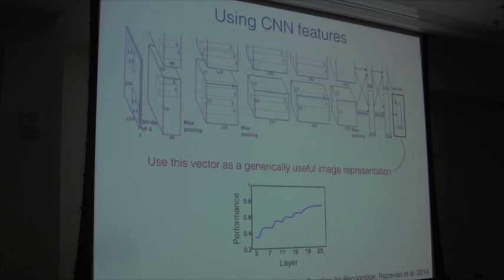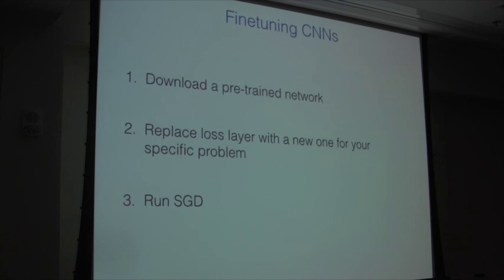Okay, and if you want to go one step beyond just peeling off a representation and using it as a generically useful representation, you can fine-tune your network. And this is really simple as well. It just involves 3 steps. You download the pre-trained network. You replace the final loss layer with a new target loss for your specific problem.